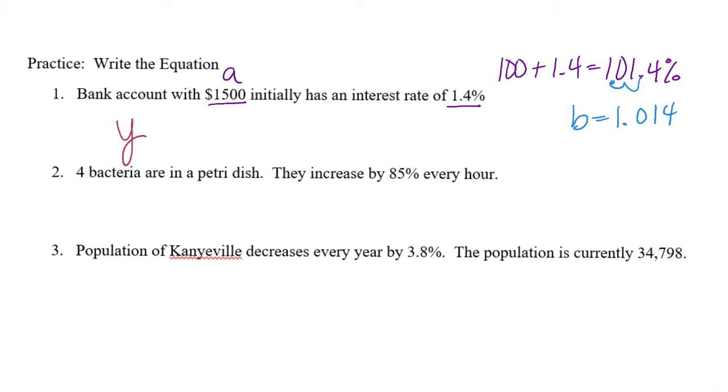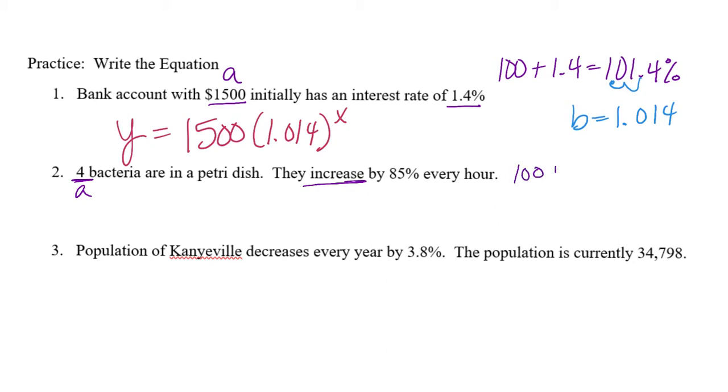So our end equation is going to be y equals 1,500 times 1.014 to the power of x. All right, let's look at number 2. There are 4 bacteria in a petri dish. That is your start value. That is your A. And they increase, so that means we're going to be adding by 85% every hour.